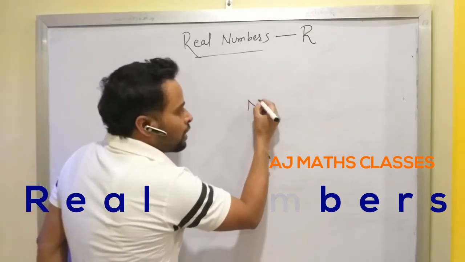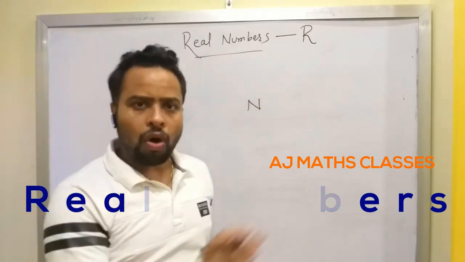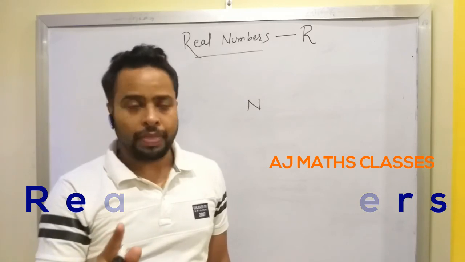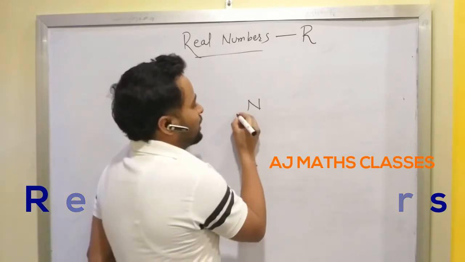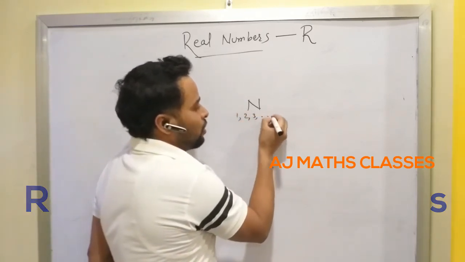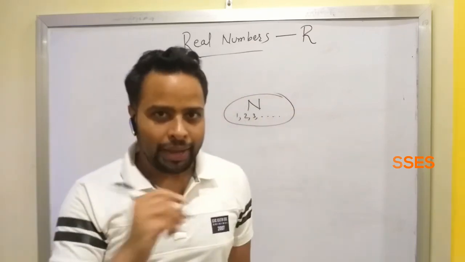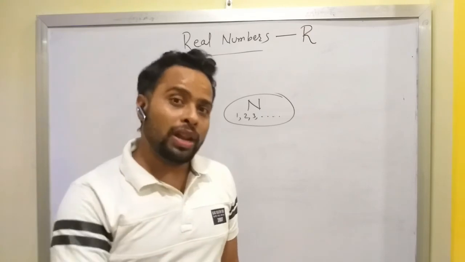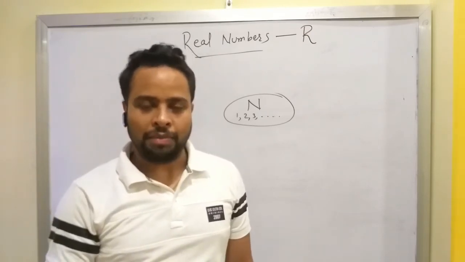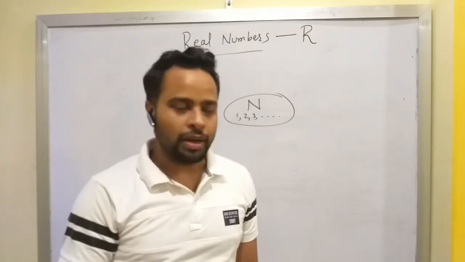All natural numbers are real numbers. Remember, natural numbers are 1, 2, 3, and so on. All are real numbers. All whole numbers are also real numbers. That means 0 is also included in real numbers.